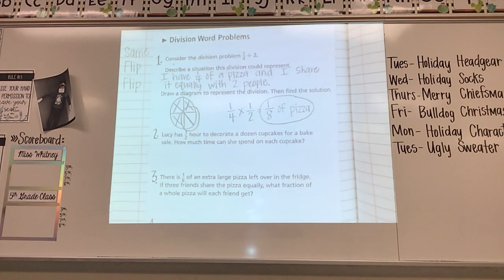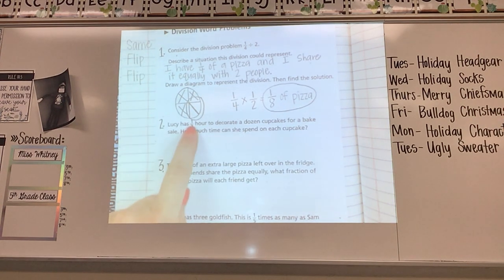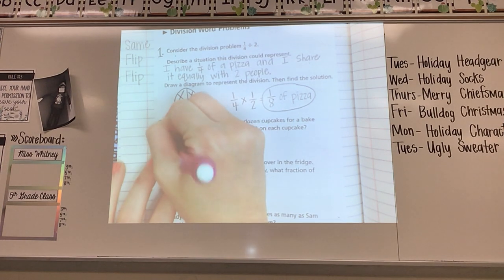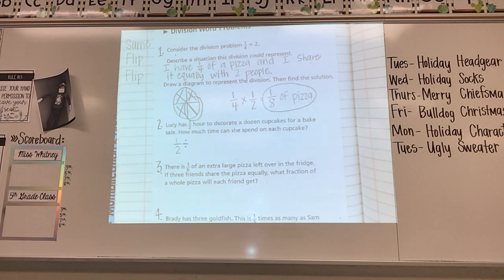All right, let's go down to number 2. Now they're just giving us the word problem. We have to find the information and then same flip flip to solve. So let's read number 2. Lucy has half an hour to decorate a dozen cupcakes for a bake sale. How much time can she spend on each cupcake? Now, very important that we put the numbers in the order that they come. We can't switch the order or our answer is going to be off with our numbers. So, look at what comes first. Half an hour. So, half. We are dividing that because today we're working on division. And then I look for my second number. What is my second number here? It's kind of tricky.